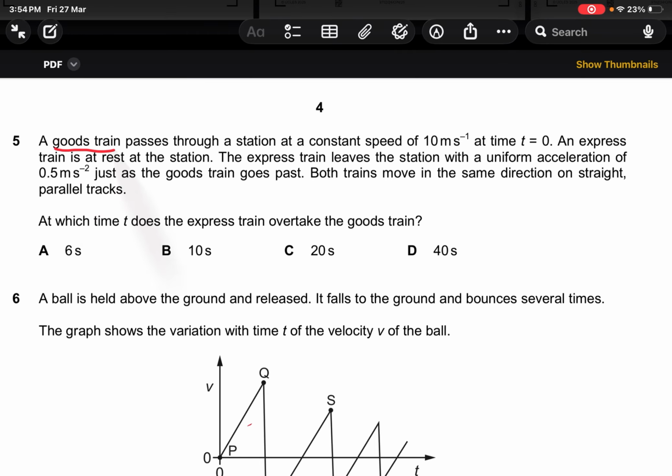A goods train passes through a station at a constant speed at time equals 0. So the goods train has a constant speed. When we have a constant speed, we have zero acceleration. And when we have zero acceleration, we can only use one motion formula: distance equals speed into time. The speed they're telling us is 10, and the time, I don't know right now, is for the complete journey.